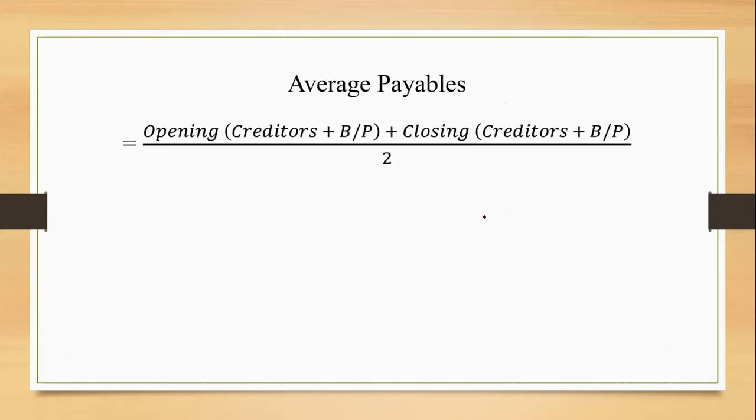Average payables formula is very simple, that's opening plus closing to be divided by 2. But then again, please remember, when you talk about the payables, trade payables, we know very well that creditors and bills payable are the two terms included, whether it is opening or closing.